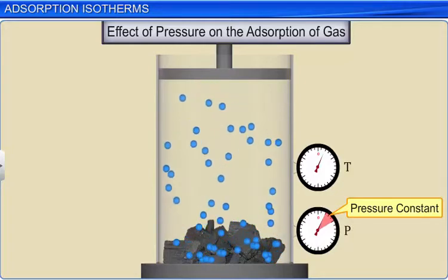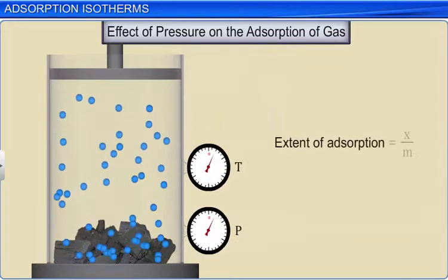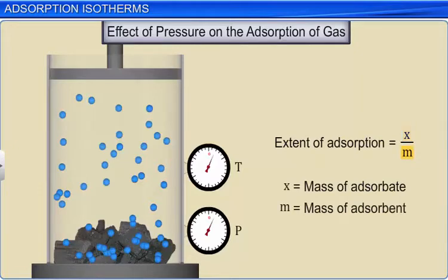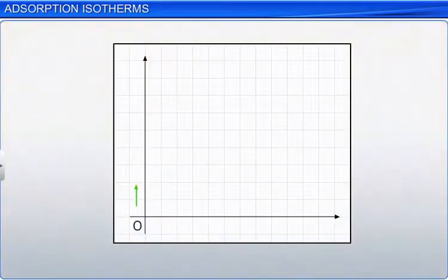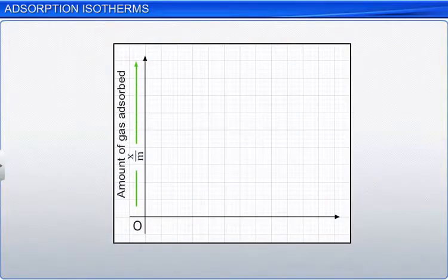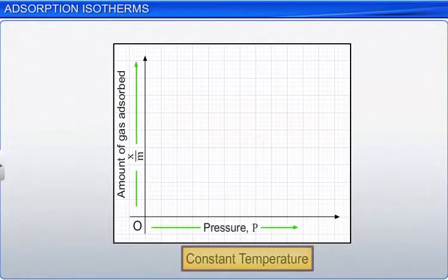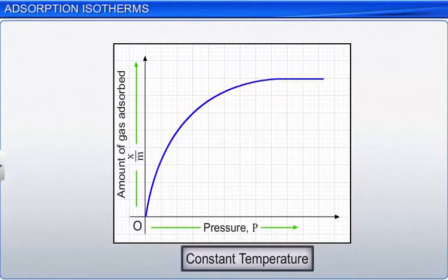The extent of adsorption, that is, the quantity of gas adsorbed per gram of the adsorbent, is expressed as x by m, where x is the mass of the gas adsorbed and m is the mass of the adsorbent. The variation in the amount of gas adsorbed by the adsorbent with variation in the pressure at constant temperature can be expressed by means of a curve. This curve, at constant temperature, is called the adsorption isotherm.